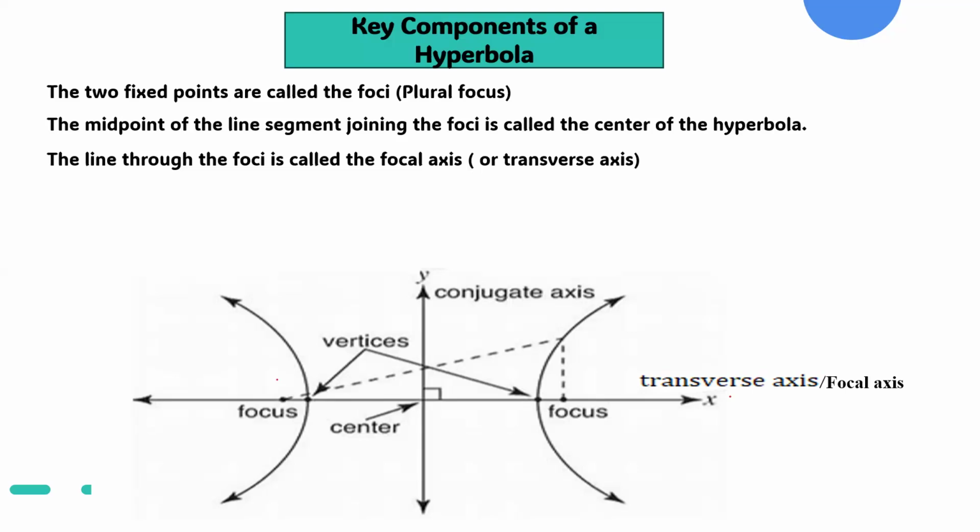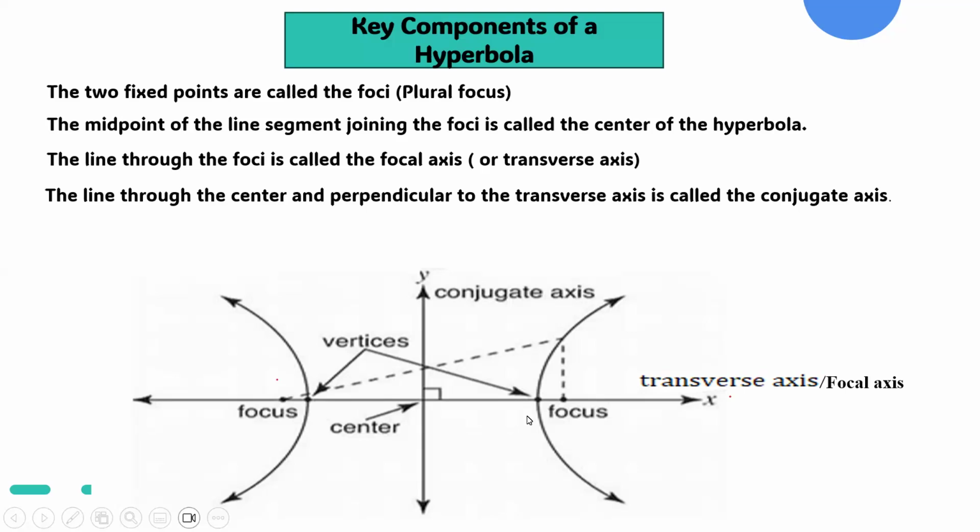The line through the foci is called a focal axis or the transverse axis. So the transverse axis is this horizontal line, which is actually the x-axis. So we can refer to it as the focal axis or the transverse axis and also the major axis. The line through the center and perpendicular to the transverse axis is called the conjugate axis. So this is the line through the center that is perpendicular to the transverse axis, which is the same as the y-axis. So this axis is called a conjugate axis.